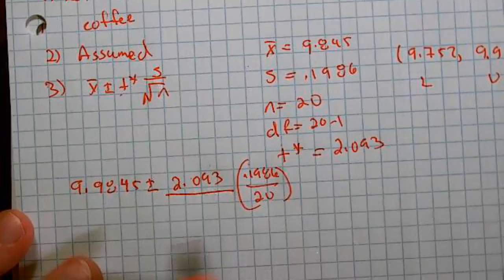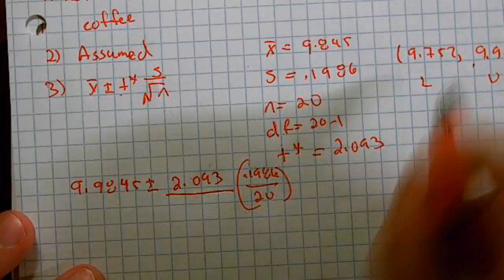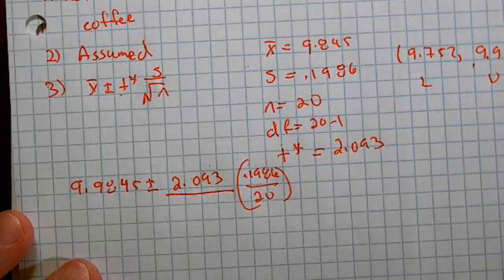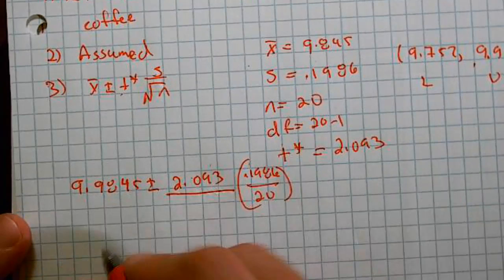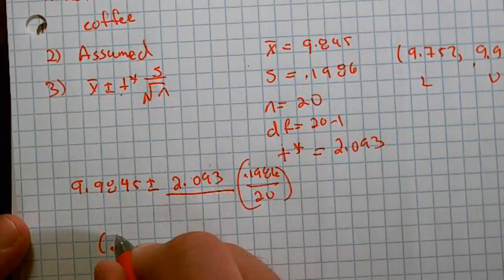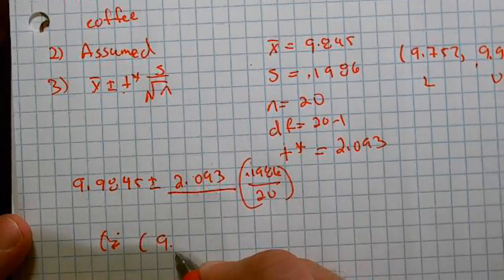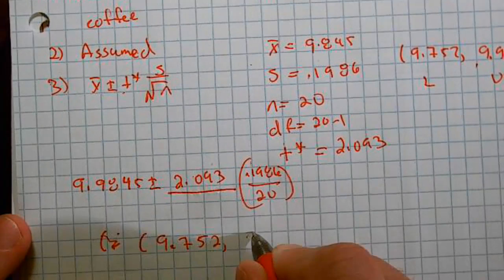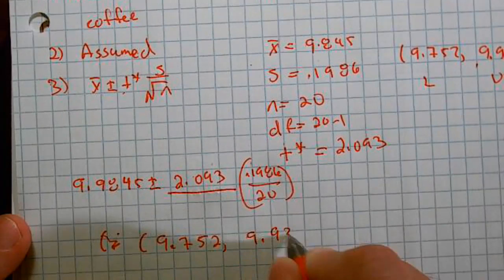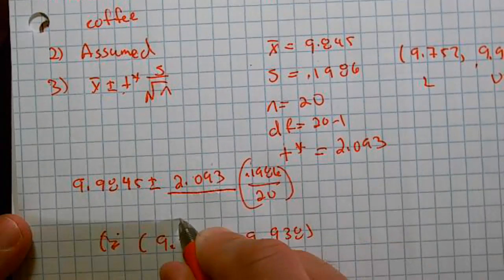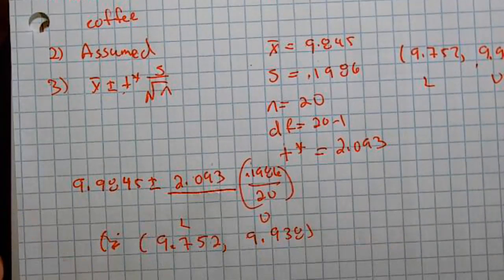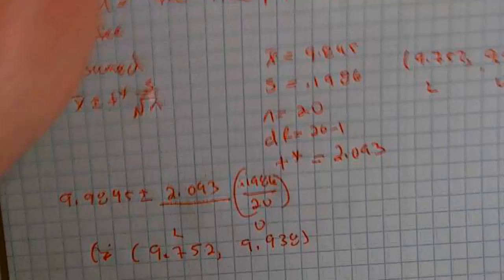Well, what does that equal? Well, that equals my interval. So when I've done that, my interval is now 9.752, comma 9.938. So here's my lower, there's my upper. And so we have that part of our job done. And as I look at the question, it's like, okay, we did that.